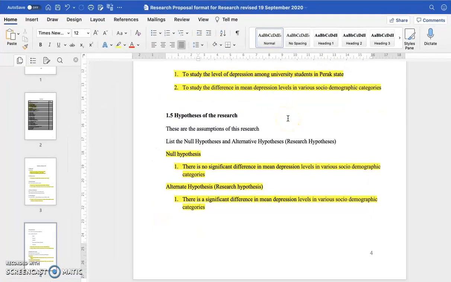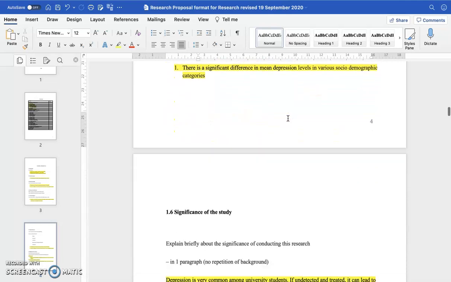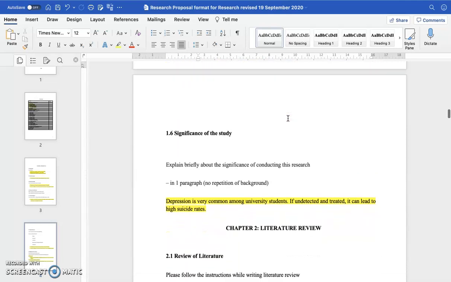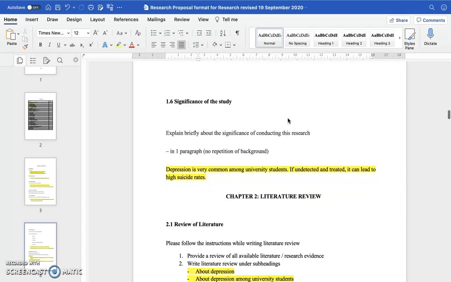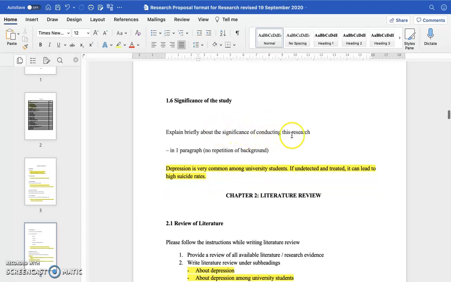Students, now we can go through the next part. Significance of the study. Significance of the study means why your research is significant. So explain briefly about the significance of conducting this research. Okay, no repetition of background.